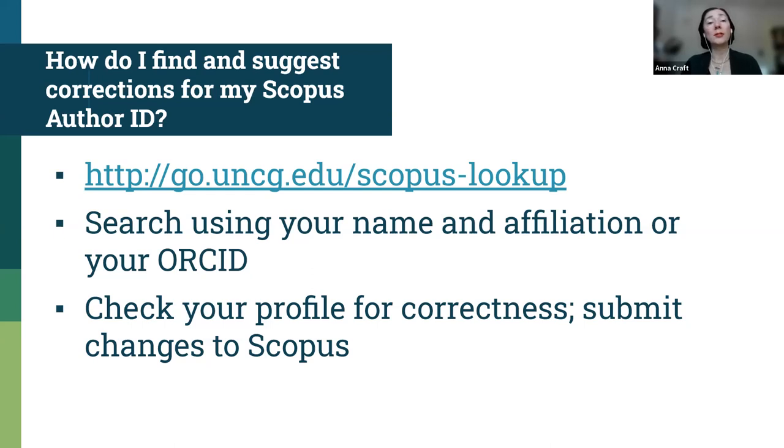So say I started out my career somewhere else, say I was at UVA, and Scopus created a profile for everything that I published there. And then I moved to UNCG and I started publishing here. And it might create a separate profile for me at UNCG. So I've seen a number of situations where profiles need to be merged. So that might be something that you would want to look at if you have been at different institutions and publishing at those different institutions.